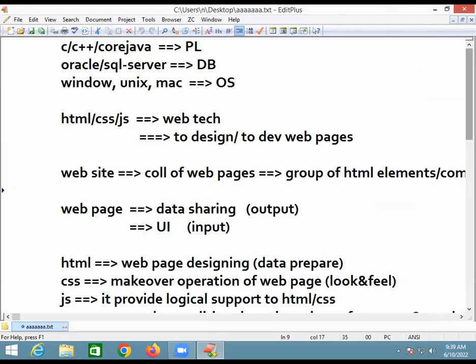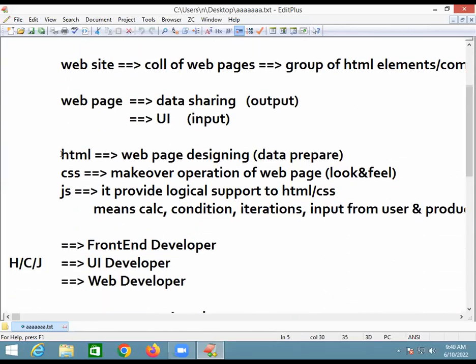So in our yesterday's demo session, I just gave an overview about our course. So what is the purpose of our course? HTML, CSS, JavaScript: generally, the purpose is to design web pages. And an individual explanation of HTML, CSS, JavaScript.